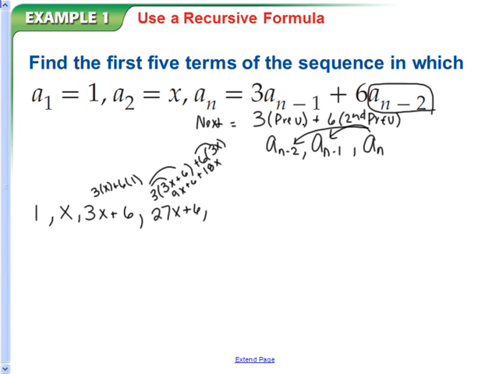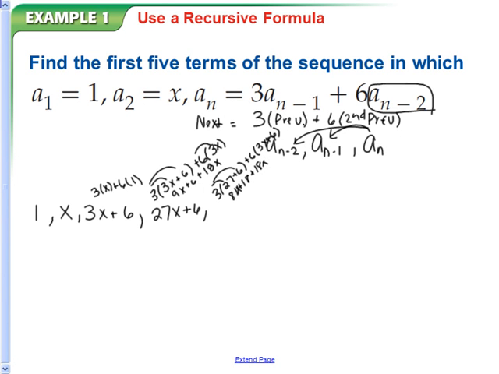Okay, one more set to go. 3 times our previous plus 6 times our second previous. And again, I got some work to do here by distributing that through. So 27 times 3. 81 plus 18 plus 18x.